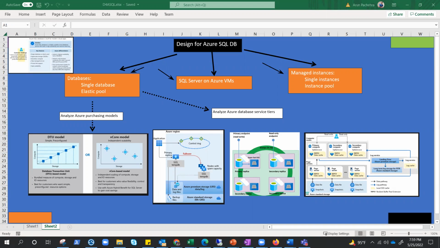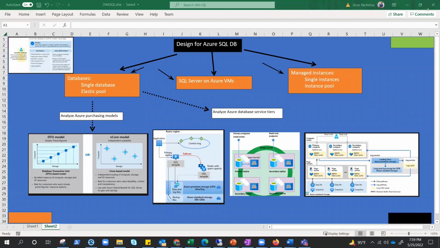SQL on VM is something where we deploy a SQL Server on a virtual machine, like the old ways or the legacy ways. And this is best for migrations and applications requiring operating system level access.